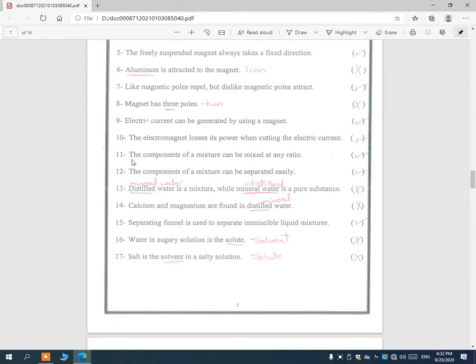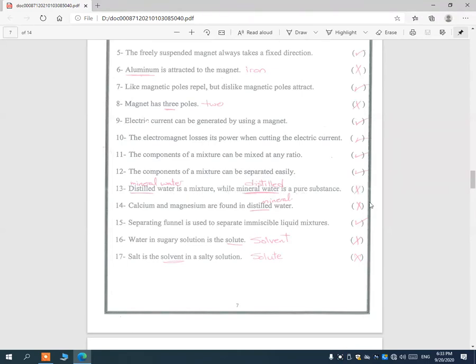Number 11: The components of a mixture can be mixed by any ratio. Of course, true. Number 12: Components of a mixture can be separated easily. Of course, true. They are the properties of a mixture. Number 13: Distilled water is a mixture while mineral water is a pure substance.